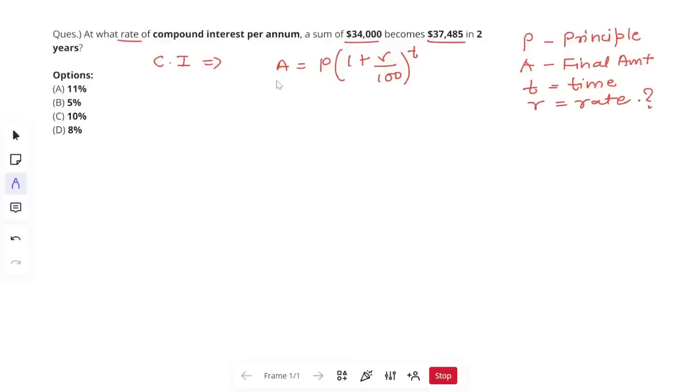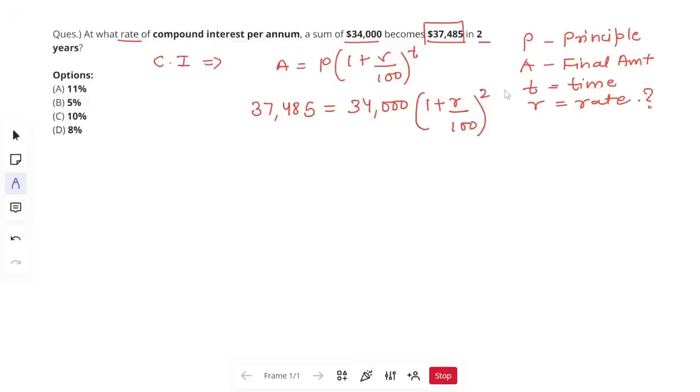The amount that is given to us is the final amount, which is 37,485. So 37,485 equals what? The principal, the invested money, which is 34,000. Now 1 plus R divided by 100. R is not given to us; we have to find that. The time that is given to us is 2 years, so we take the T value as 2.